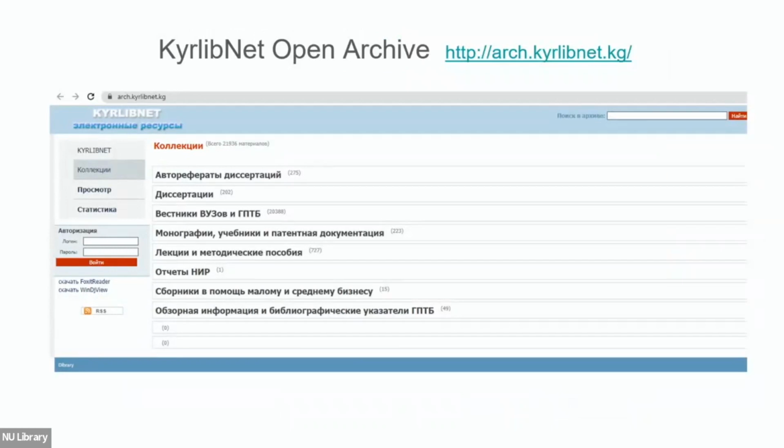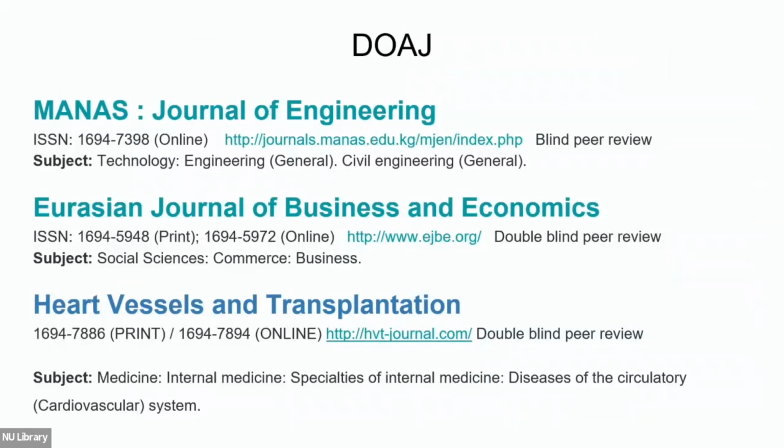Okay, these are some home pages of the repositories that I talked about. The Directory of Open Access Journals includes 3 journals from Kyrgyzstan: an engineering journal from Manas Kyrgyz-Turkish University, the Eurasian Journal of Business and Economics, published by International Alatoo University, and a journal on cardiology from the Center for Scientific Research and Development of Education.